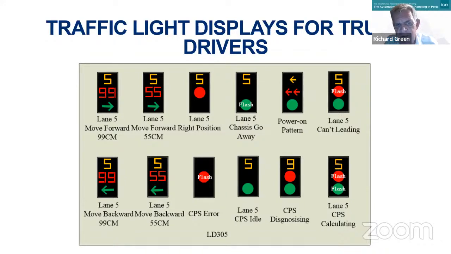Down below, very similar, backwards 99, backwards 55. Chassis positioning system error if it's flashing red. So the driver knows that he's got a problem, he's not going to get any signals from the traffic lights. Lane 5, chassis positioning system idle. Chassis positioning system diagnosing, it's deciding where you want to go. And lane 5, chassis positioning system, it's calculating. It's not decided exactly where to put the truck. So those are typical sort of traffic light systems that we have.